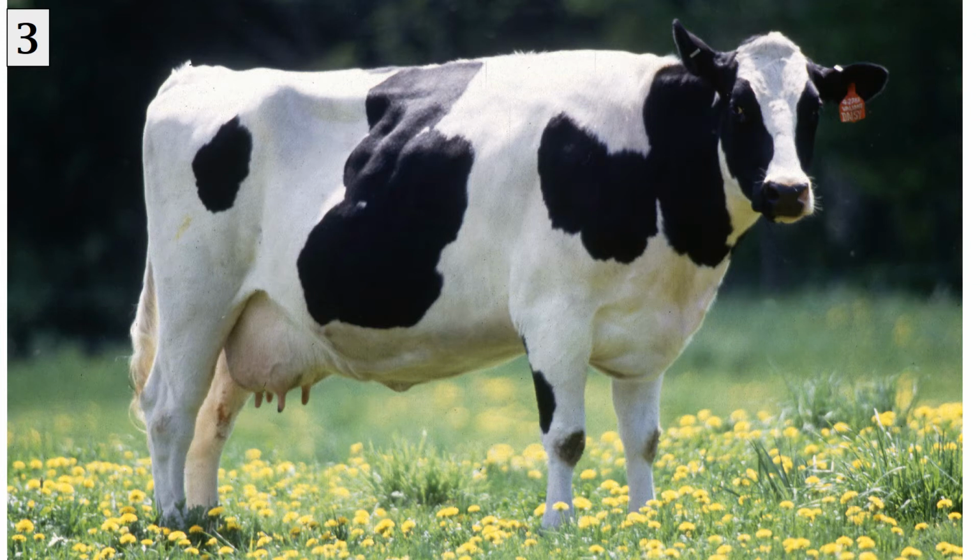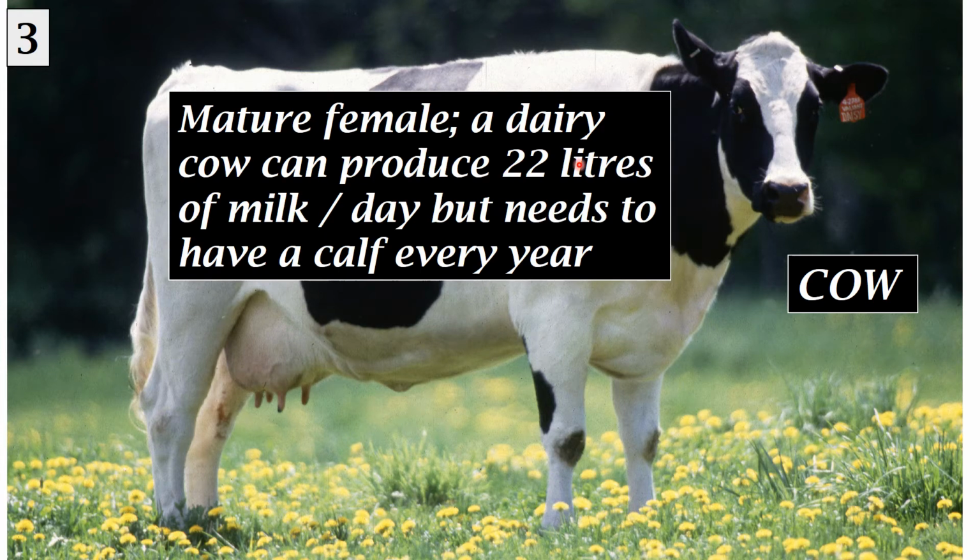Number 3. Oh, this one's called Daisy. This is of course a cow. A cow, scientifically, is a mature female, and they've been selectively bred. You can see here a lot of milk can be produced, and within a day, they can produce 22 litres of milk. However, they need to be almost continuously pregnant. They need to have a calf every year in order to keep up the milk supply. That's why you would have one bull on a farm and a large number of cows.